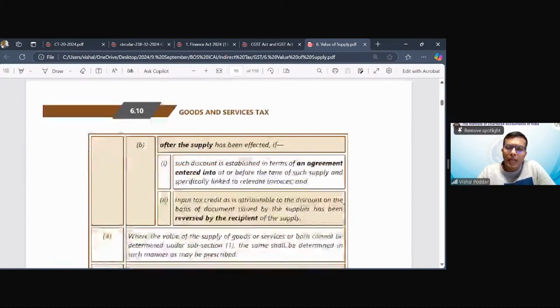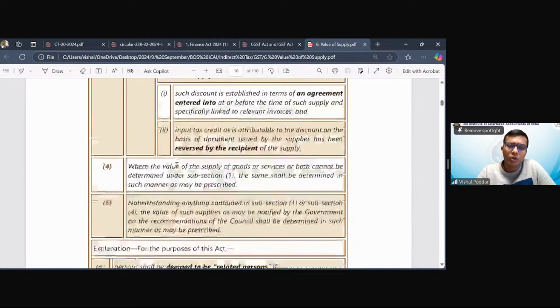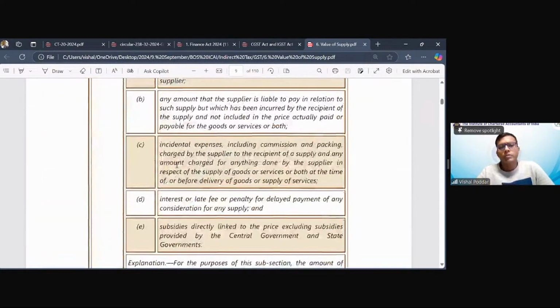However, if any one condition out of these three is not satisfied, you have to come to subsection 4. What does it say? Where the value of supply cannot be determined under 1, because one of the three conditions is not satisfied, the value shall be determined in the manner prescribed, for which we have the rules.